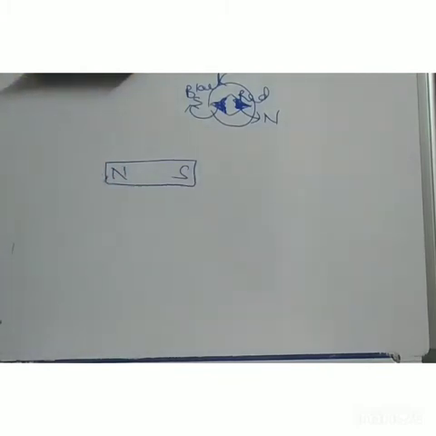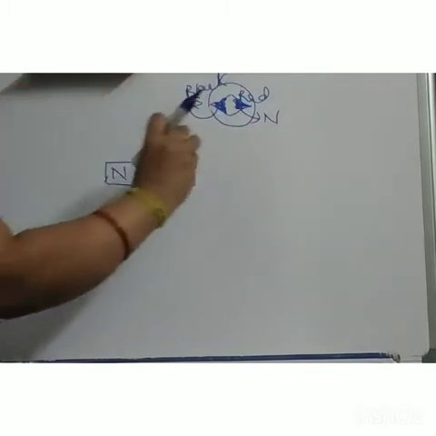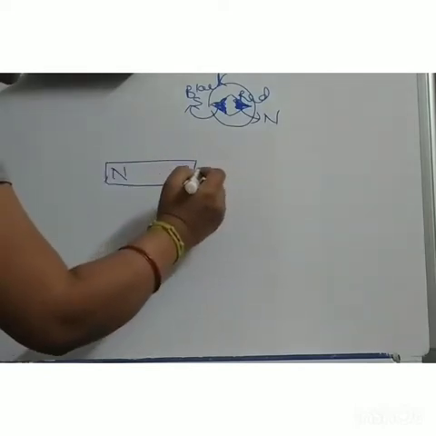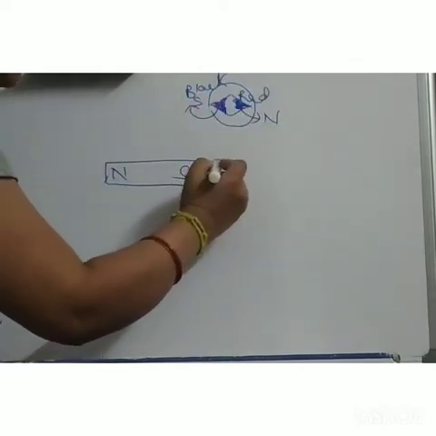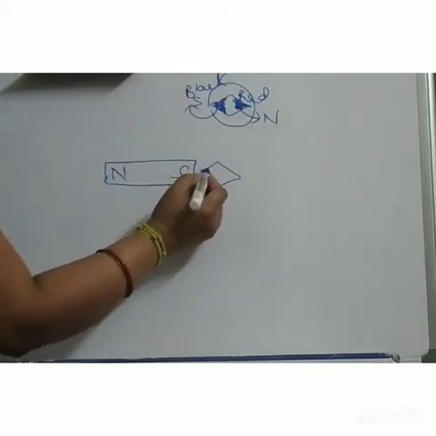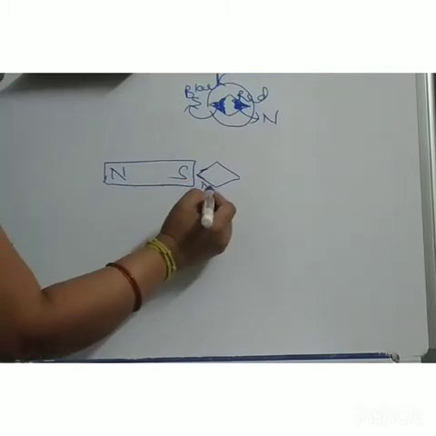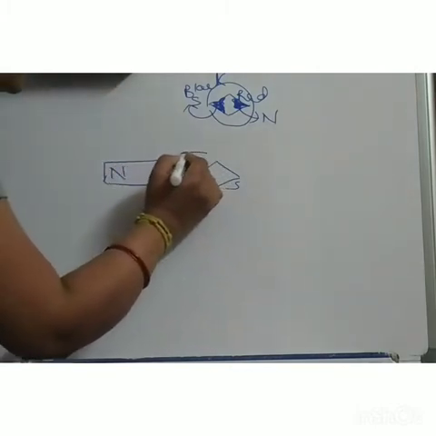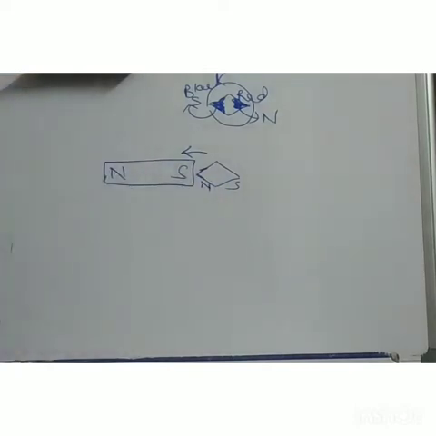Okay. Now what we'll do, we'll keep this compass over here. Now you'll see this needle will align itself in a direction. In which direction will it align? Suppose you are keeping the compass over here, you will observe this red one will be directed in this direction. That means north will be here and south will be here of this compass needle. Okay, that means your field direction is towards this north pole. So this is your magnetic field direction.